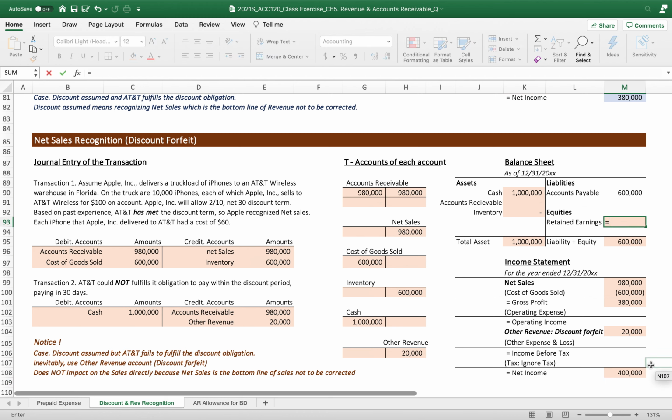Then this net income should be retained in the retained earnings. So we receive the $1 million in cash, and we recorded the net sales and other revenue. The sum of these two is 1 million.